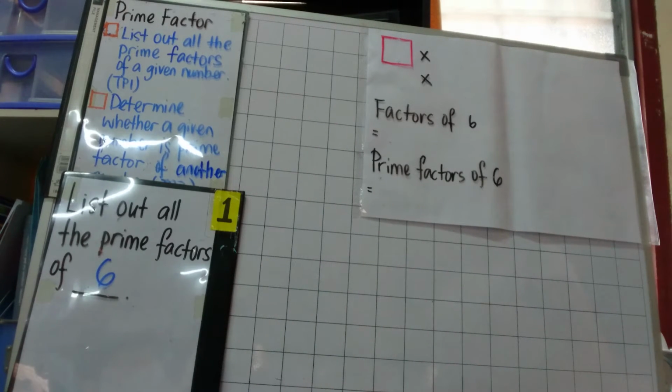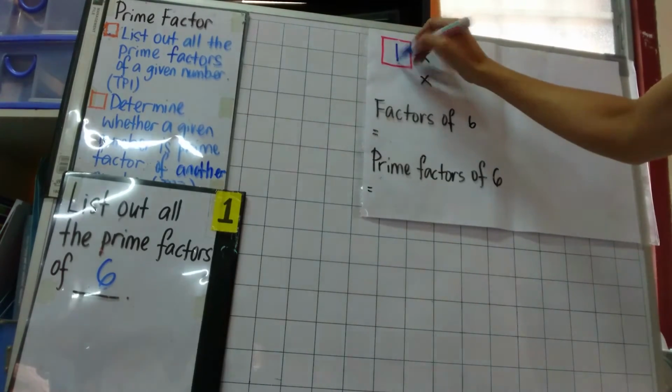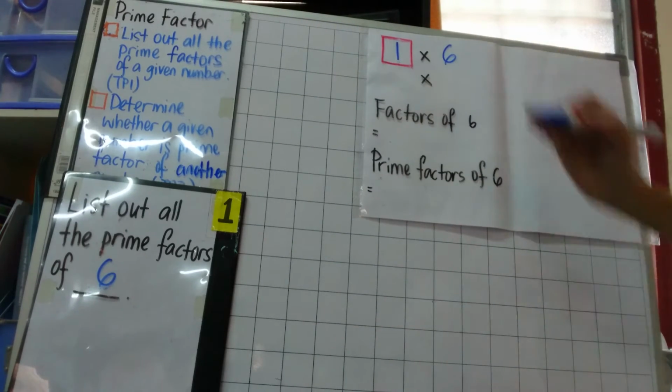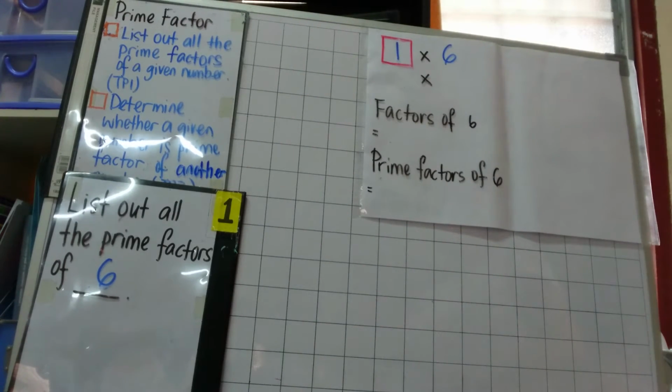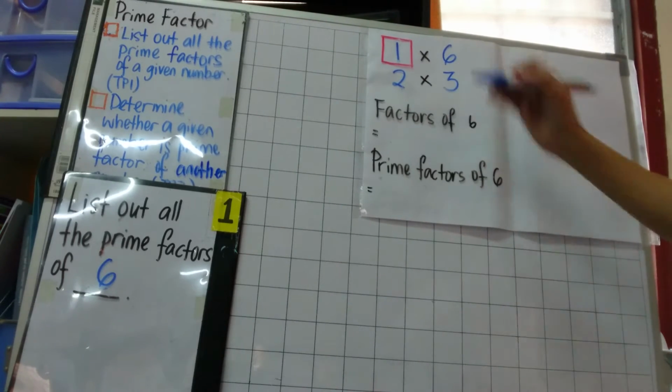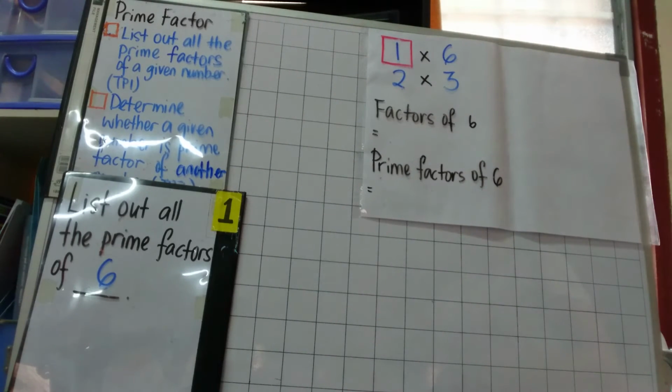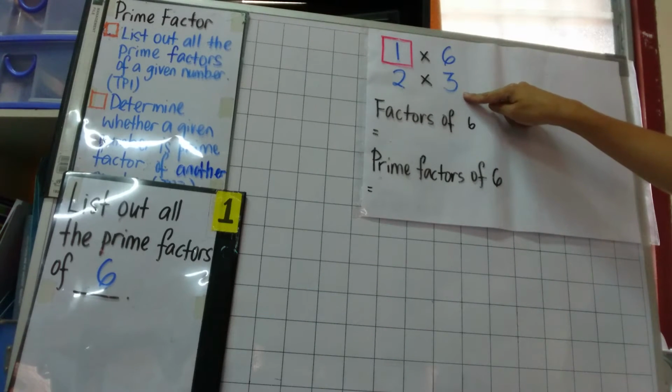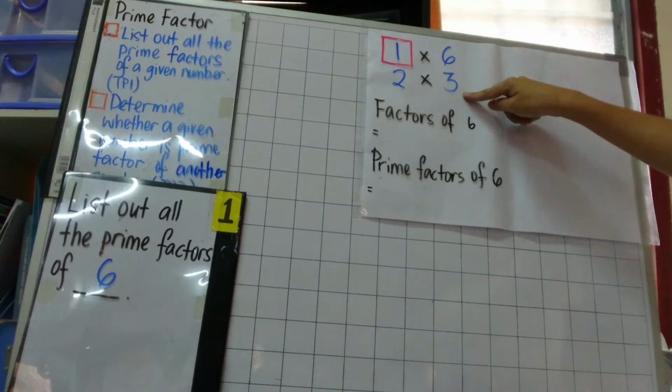As what we did previously, to list out all the factors of a given number, we always start from 1. 1 multiplied by 6 equals 6. After 1 will be 2. 2 multiplied by 3 equals 6. After 2 will be number 3. And 3 has been written here. It means we have finished finding all the factors of 6.